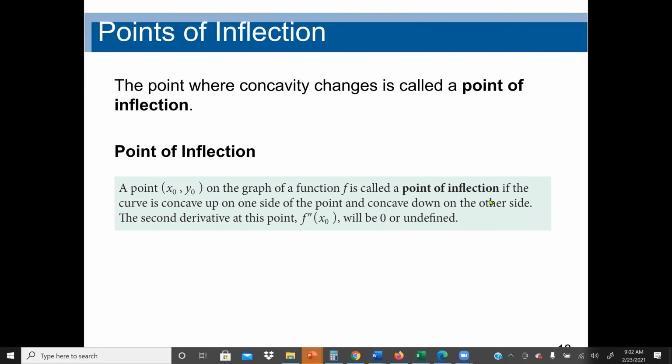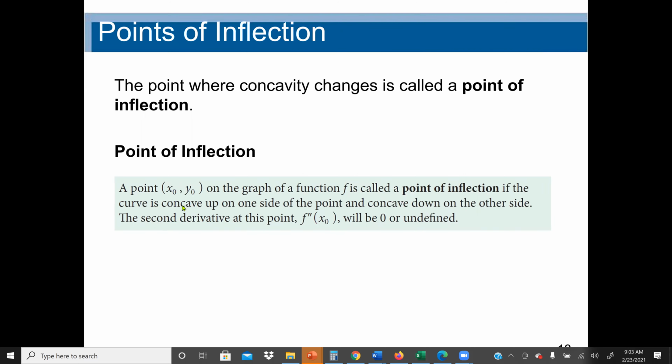And the same concept, we have to find the second derivative of the function and also the point given to us. Then let's say the point is x0, we substitute x0, and it will be 0 or undefined. So here we say the point x0, y0, always a point has x and y coordinates, on the graph of a function f is called the point of inflection.